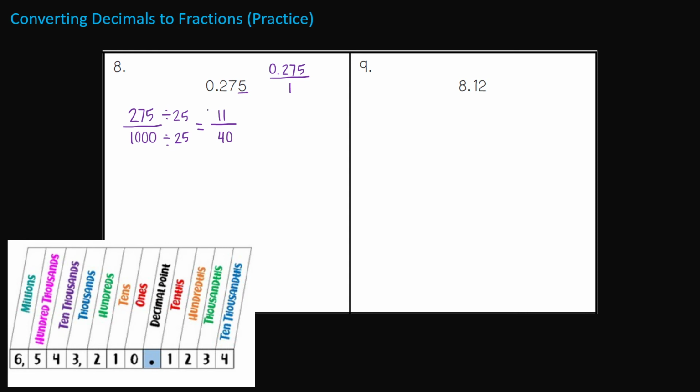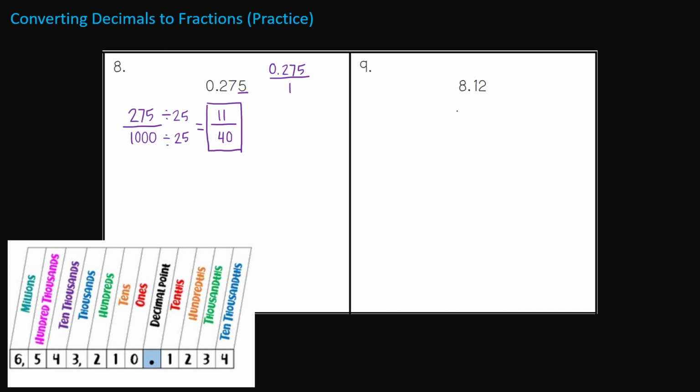Can this reduce any further? I don't think so. If you were practicing this on your own and you only divided by 5 the first time to reduce, you're going to have to reduce again. It was lucky for me to choose 25, so this is my simplified answer. And again, of course, you can reduce until the numbers no longer have common factors.